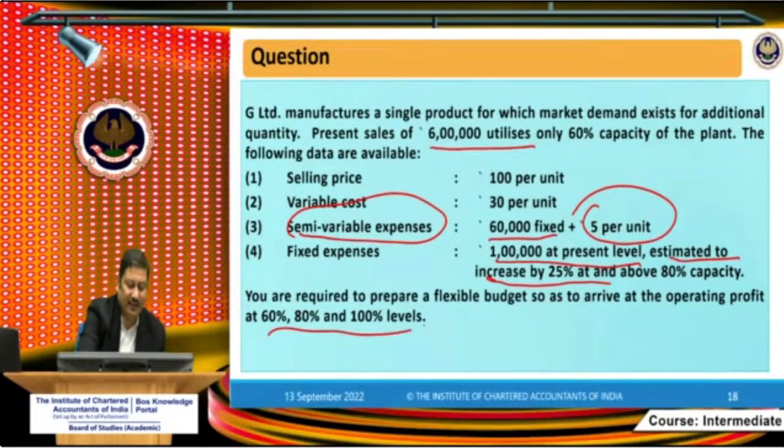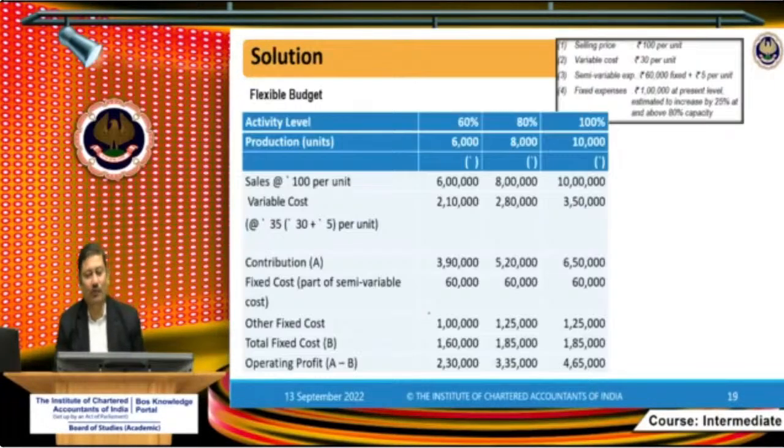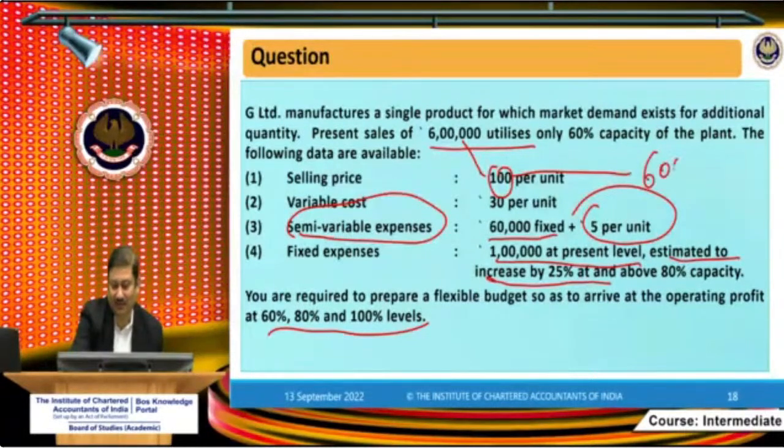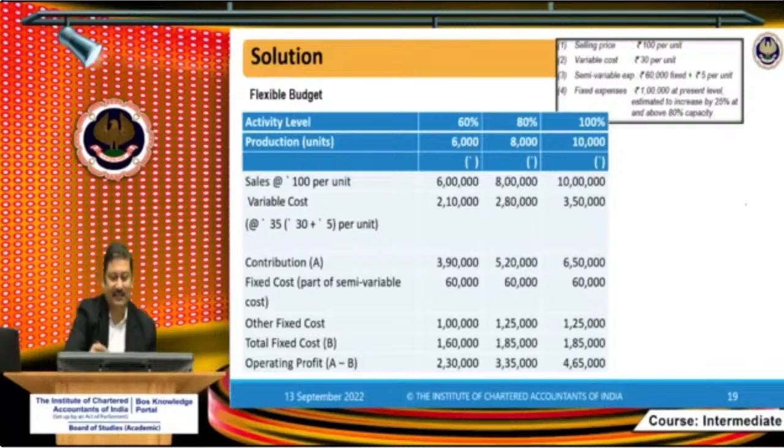We need to calculate a flexible budget. How will we calculate it? First, understand what quantity is required. So 60%, 80% and 100%. The production units will be 6 lakh divided by 100, that is 6,000. At 80% it will be 8,000, and at 100% it will be 10,000. So exactly that has been given.